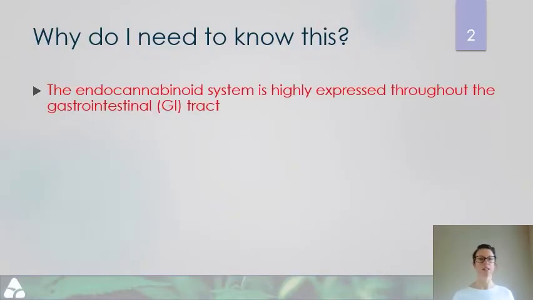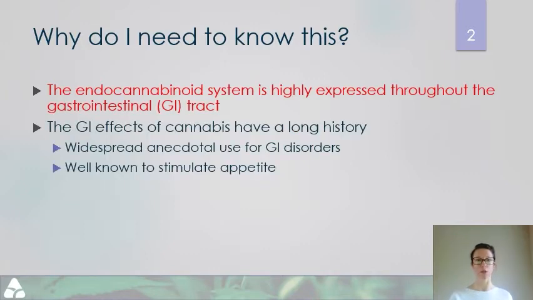So why do I need to know this? The endocannabinoid system, so all components of the endocannabinoid system and the cannabinoid receptors, are very highly expressed throughout the gastrointestinal tract, which means that cannabis and cannabinoids have a significant impact on all aspects of gastrointestinal function. And people have been using cannabis for a long time for their GI effects. We have long and widespread anecdotal use of cannabis-based medicines for GI disorders, from cramps, nausea, diarrhea, constipation. All aspects of gastrointestinal dysfunction have been treated with cannabis.